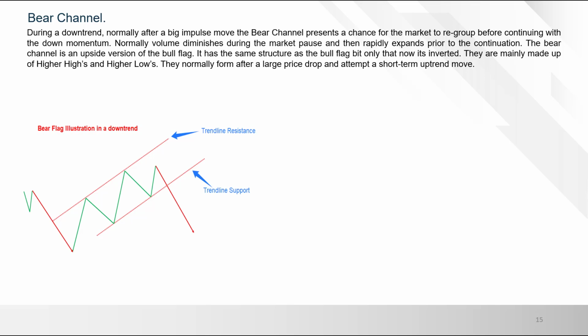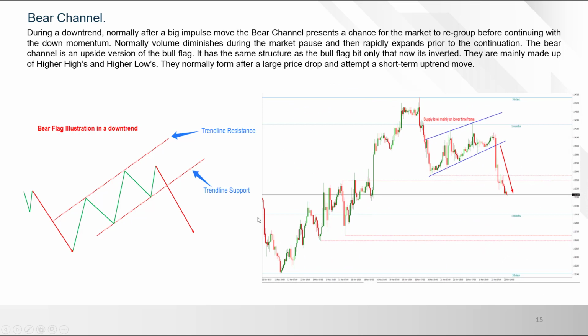The bear channel is an upside version of the bull channel or a bull flag. It is the same structure as the bull flag, only that now it's inverted. They are mainly made up of higher highs and higher lows. They normally form after a large price drop and attempt a short-term uptrend move. As you can see on the illustration, we've got this impulsive move to the downside, right? And then the market attempts to correct to the upside before another strong impulsive move to the downside.